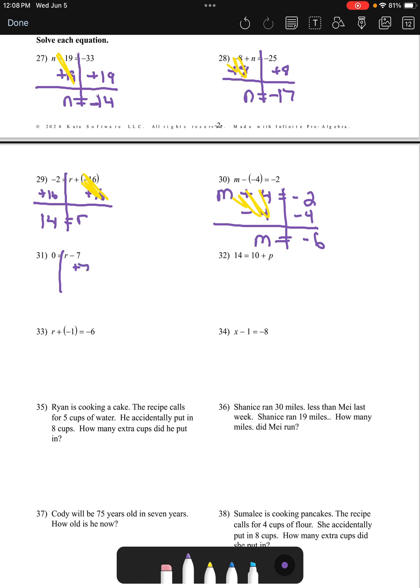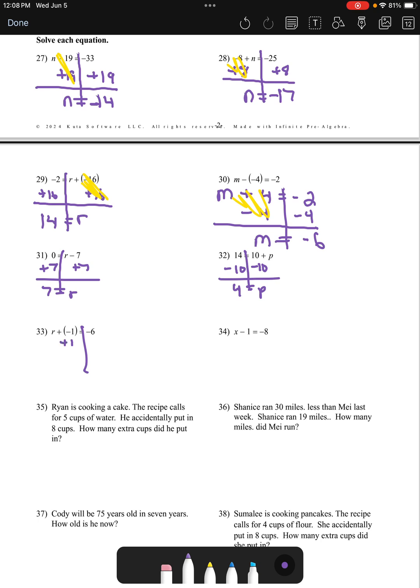In number 31, we're trying to get rid of a -7, so that requires us to use a +7 to make that happen. Gets us the solution that 7 is equal to r. In number 32, we are trying to eliminate a +10. The opposite of a +10 is -10. And we get a solution of 4 being equal to p.